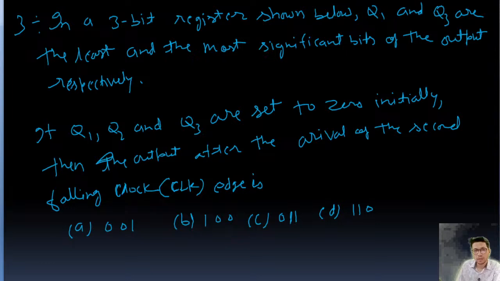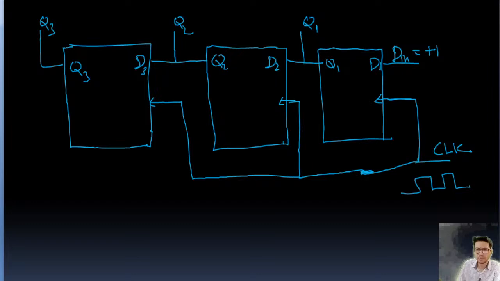And below Q1, Q2 are least and most significant bits of the output respectively, okay. And Q1, Q2, Q3 are set to 0 initially, so they are 0 initially. You need to find out the output after the arrival of second falling clock edge, means after the second clock pulse, okay. Very simple question. So these are Q1, Q2, Q3, right?